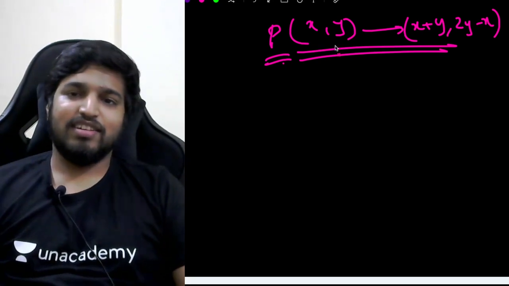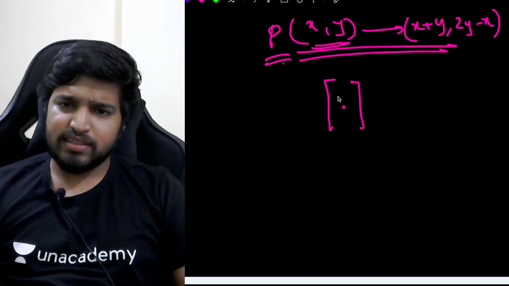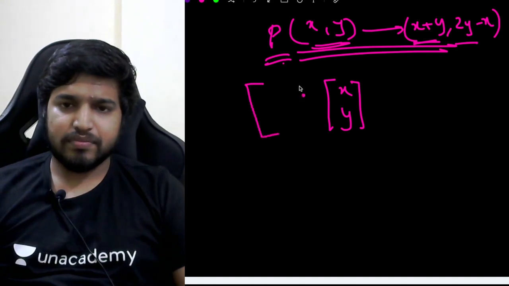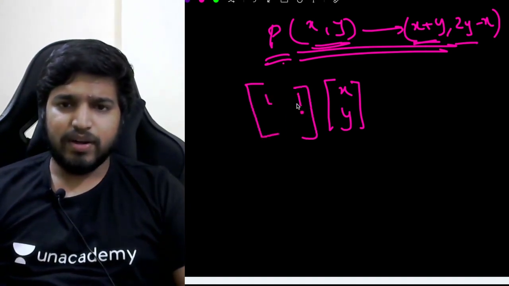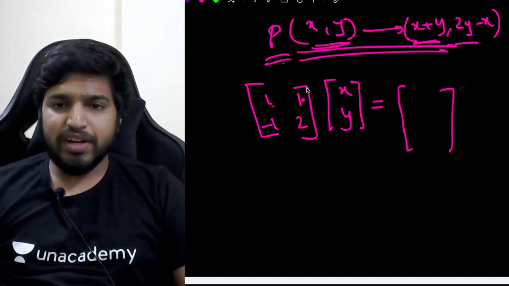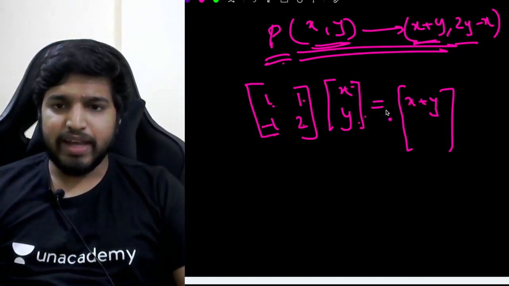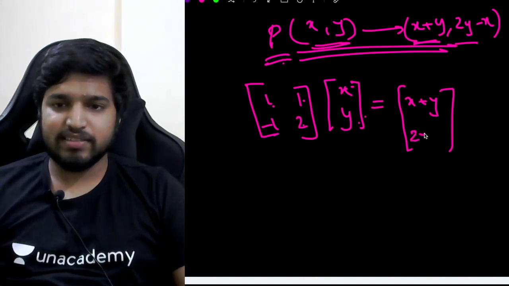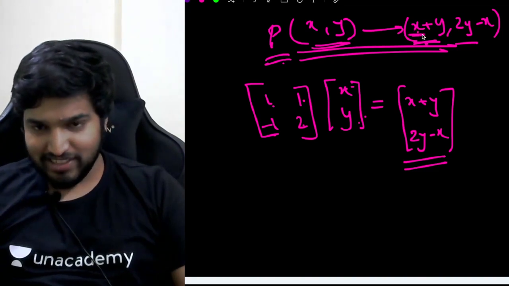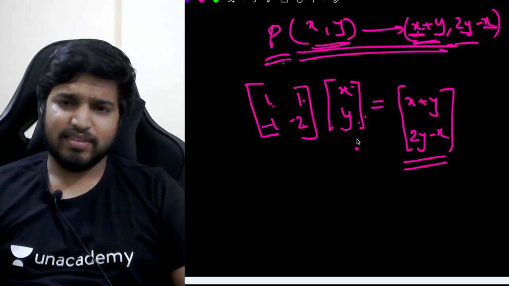I'll show you. So we write xy as a 2 by 1 matrix, x, y. Then we add the coefficients here: 1, 1, minus 1, 2. What do we get here? 1 into x plus 1 into y, x plus y, minus 1 into x plus 2 into y. That's basically 2y minus x. Right? We took what the coefficient of x is here, y is here, x is here, y is here, minus 1, 2, and so on.